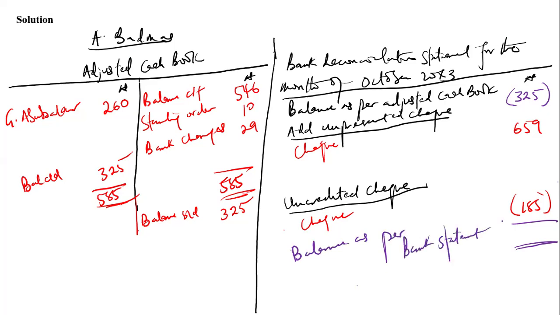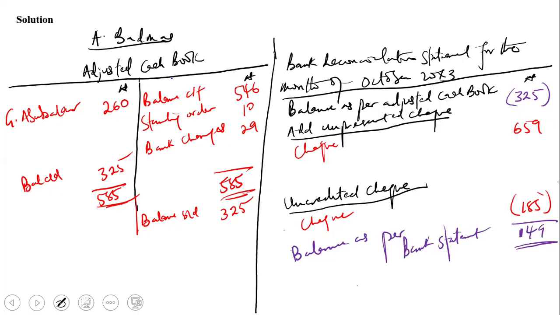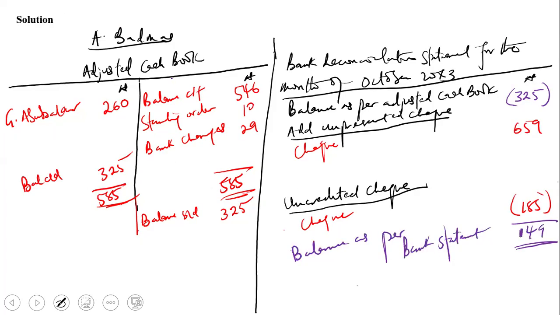So my balance as per bank statement will give me 149. Oh, and that is correct. You can see it's correct where we are. Now, having discussed all this, remember I said we cannot end any of this section without a quiz.